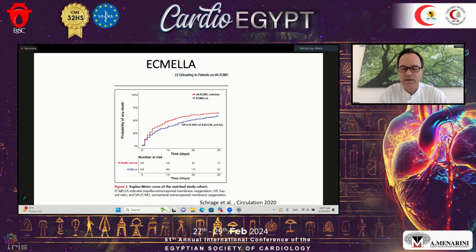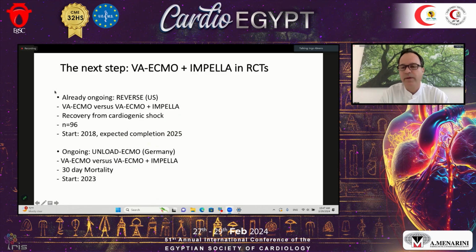You have probably all seen this publication that was some while ago from the group in Hamburg around Benedikt Schrage. And they were able to show that there's a reduction in the probability of any death if VA ECMO was used in combination with the impeller as compared to VA ECMO alone. But still, it's not a randomized trial. It's a propensity score matching. And so the logical consequence is that there will be another trial.